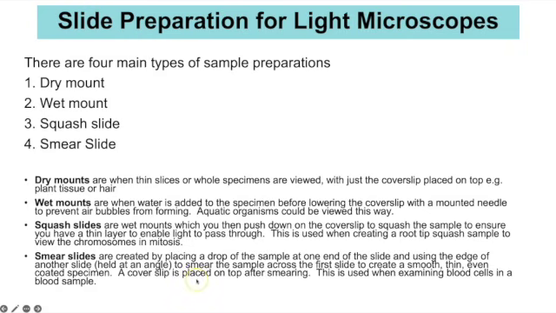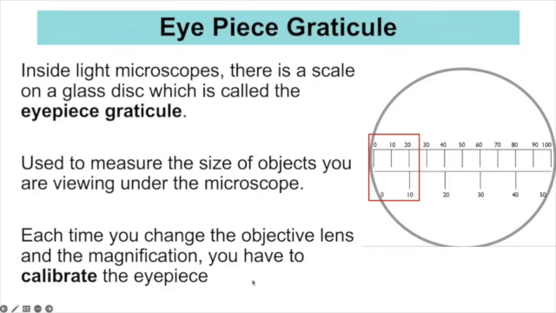A cover slip is then placed on top. And this is used when examining blood cells in a blood sample, for example. Next, we move on to this math skill, the eyepiece graticule, and calibrating it.